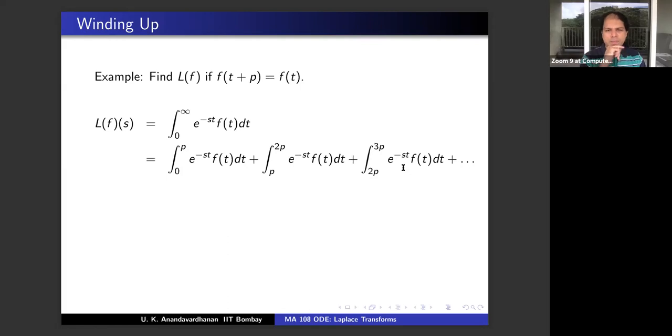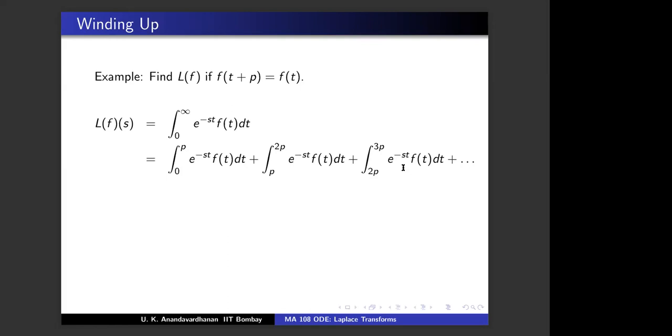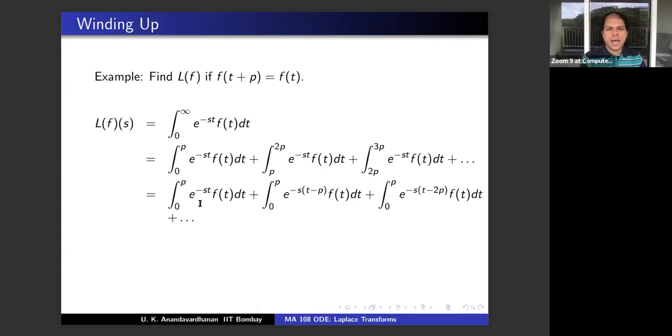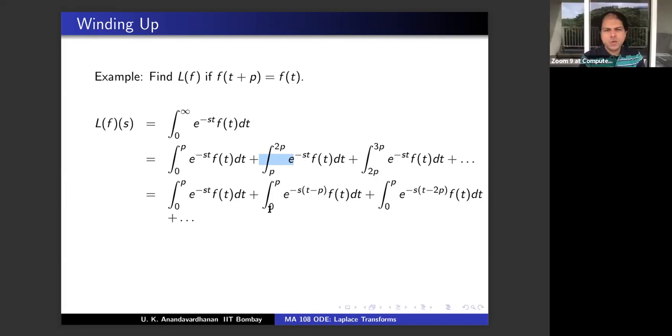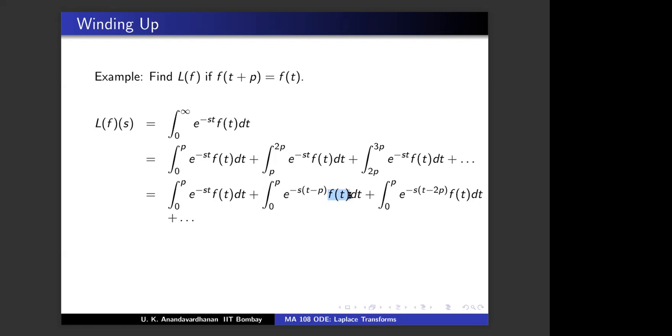And what is the next step? In each piece, we replace t with t plus p, t plus 2p, like that. So this is as it is. Here you replace t with t minus p. So the p to 2p has become 0 to p. But this would be f of t minus p, no? Why don't I write like that? You can convert it back.